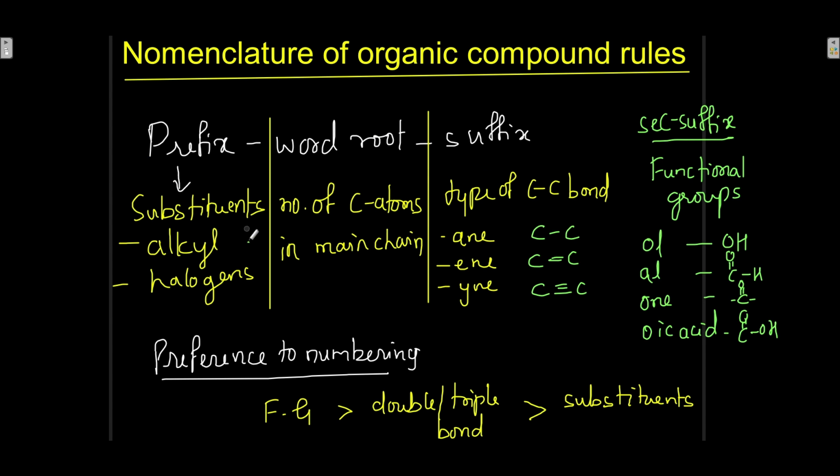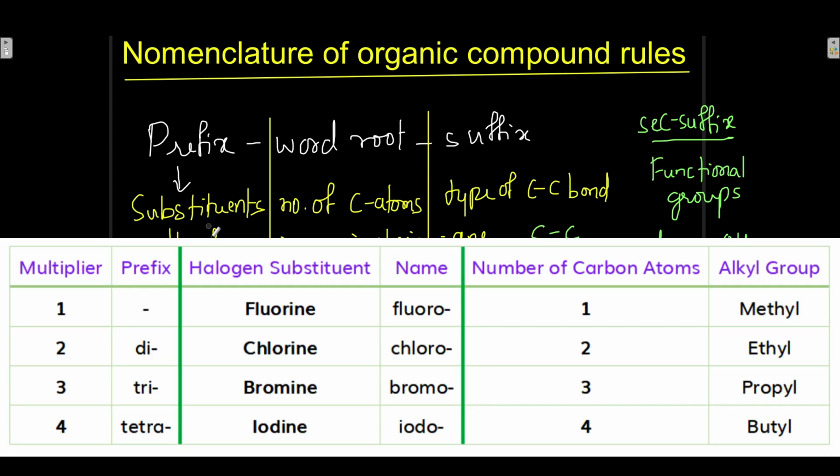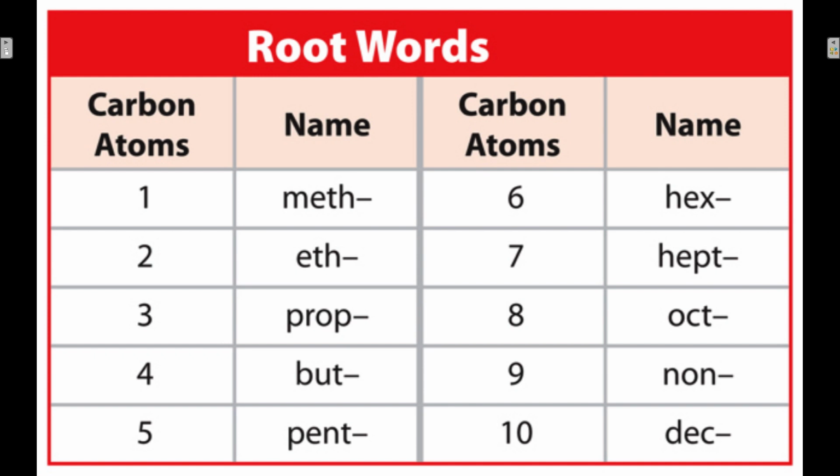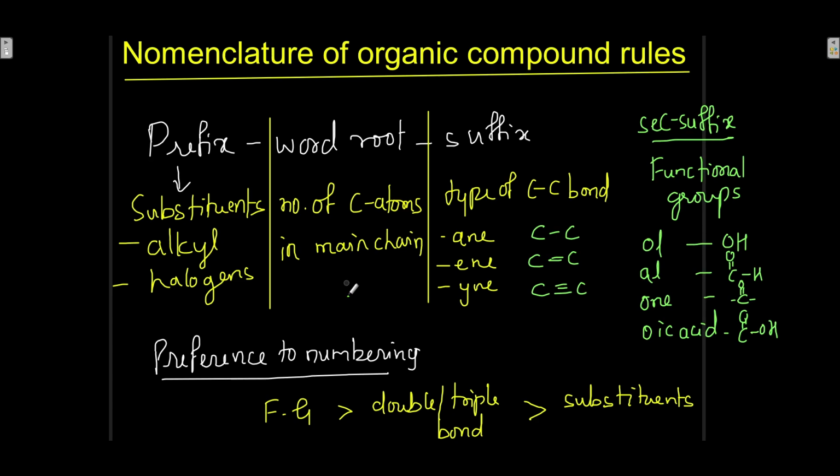Prefix depends upon the substituents attached. So alkyl groups and halogens will be called prefixes. Word root depends upon the number of carbon atoms in the main chain. So always you have to select the longest carbon chain. Count the number of carbon atoms and you will get the word root: meth, eth, prop, but, etc.